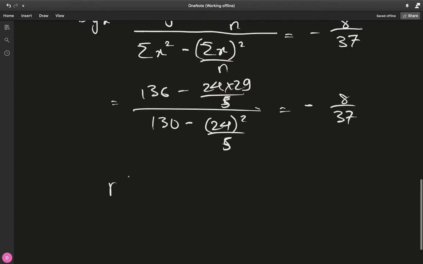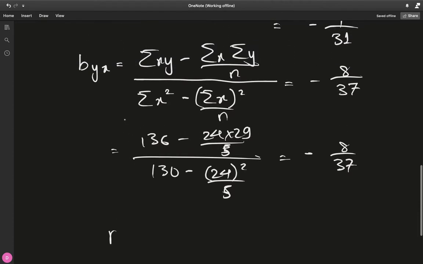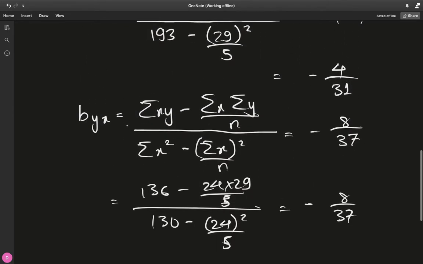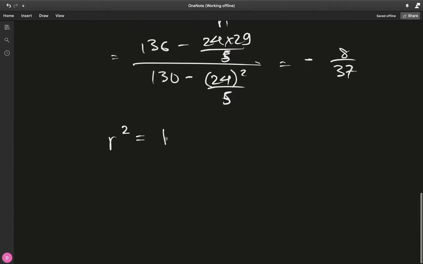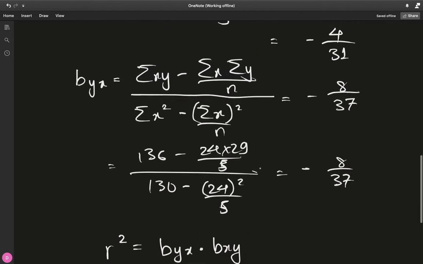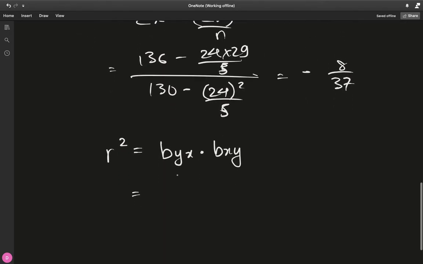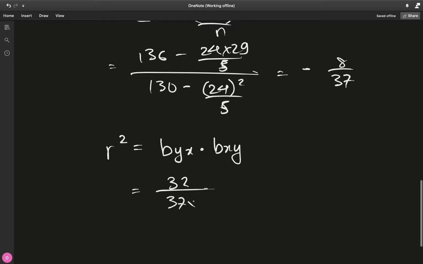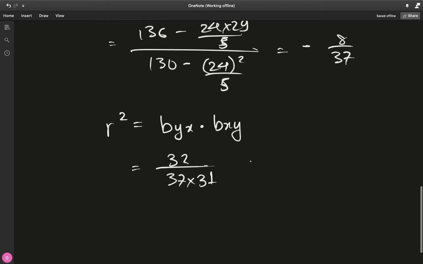We need to find r, and how do we connect r and these coefficients of regression? R squared is nothing but byx multiplied with bxy. So the negatives will cancel out. We have 8 4s are 32 divided by 37 times 31. Okay, and what we are going to do is take the root of that, root of 32 over 37 times 31.